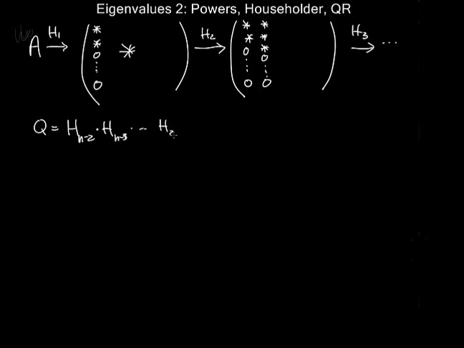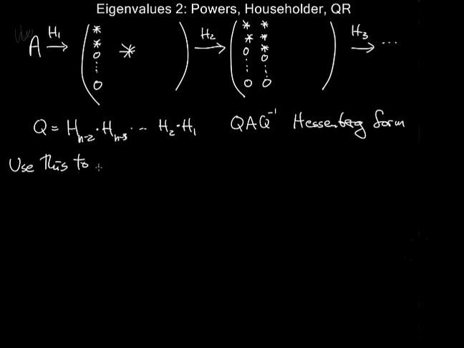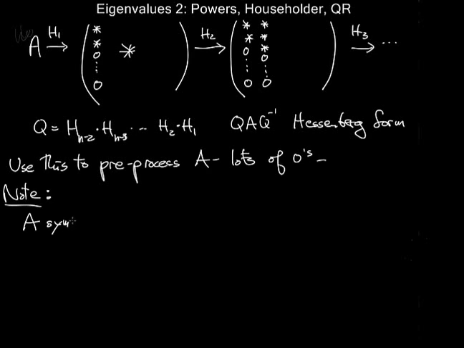So if you write that out, if you multiply these matrices in reverse order and apply them to A, well, then this product is orthogonal, and Q inverse is in Hessenberg form. And that's an elementary computation. It's pretty fast and pretty easy to describe. You don't have to compute eigenvalues or eigenvectors or anything. So the idea is that we're going to use this to pre-process our matrix A. We're going to give it lots of zeros to start with and then worry about it.